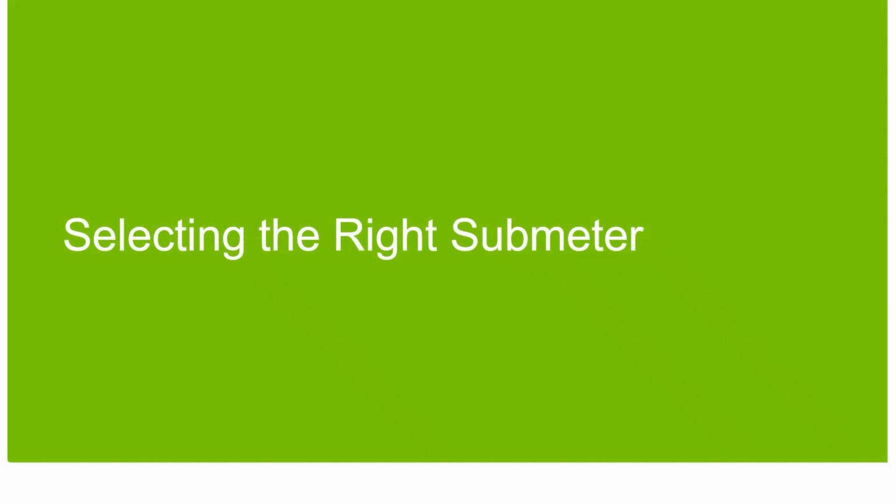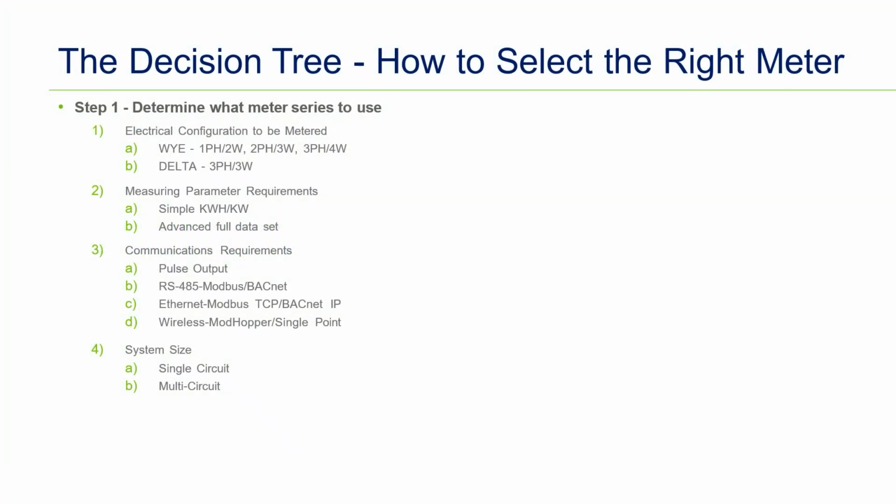Let's review some of the key considerations for selecting the right submeter. There are a number of critical questions to answer to determine the appropriate meter for an application. First, which meter series is the best fit for the application? What electrical service is being monitored? Is it a standard Y configuration, which may be a single-pole, two-pole, or three-pole load with a neutral? Or is it a delta configuration with no neutral?